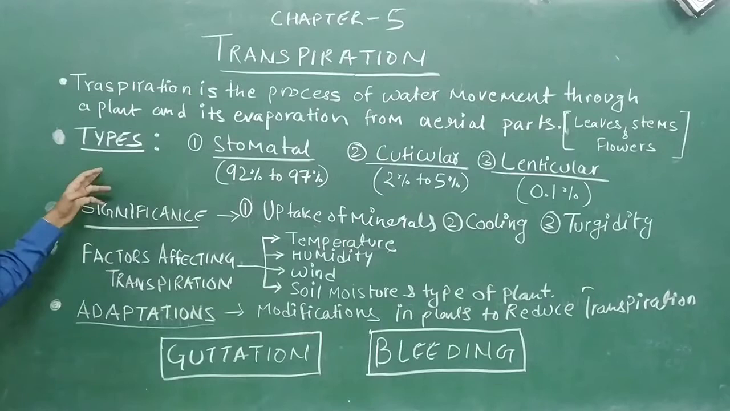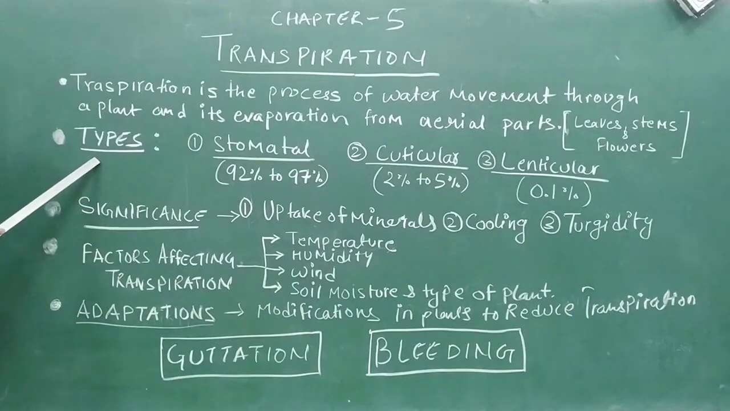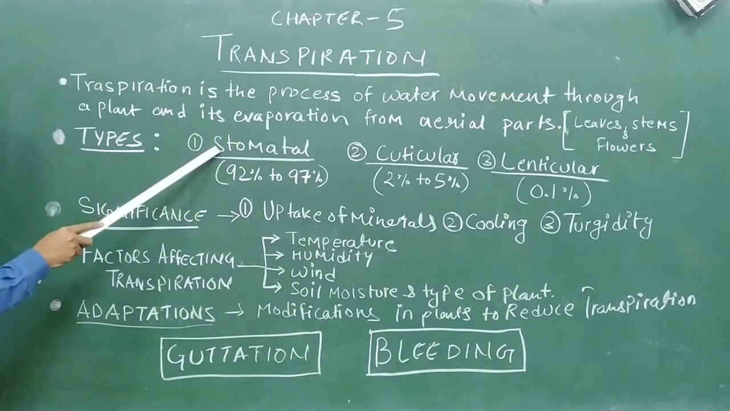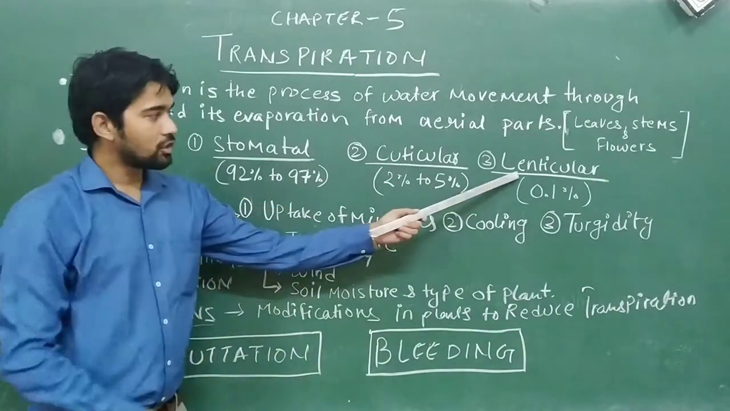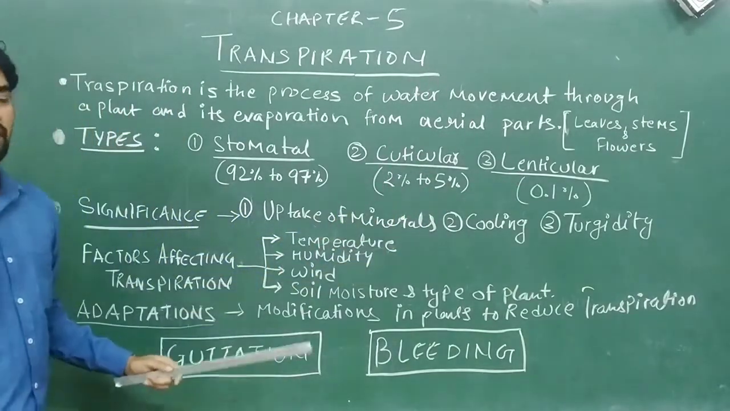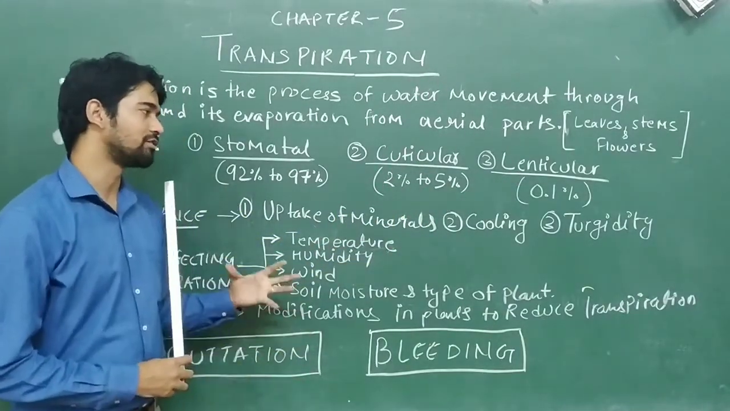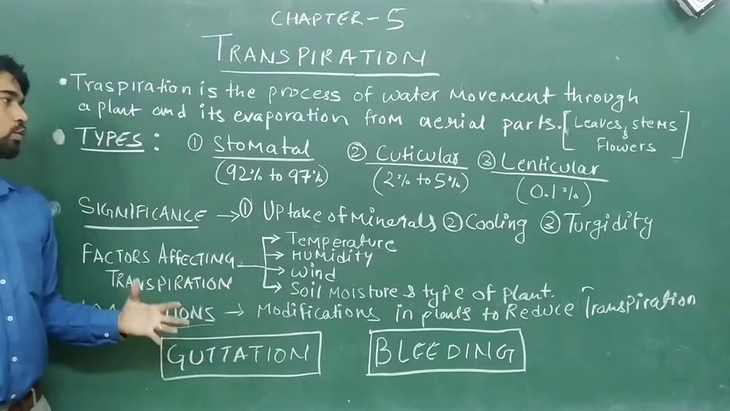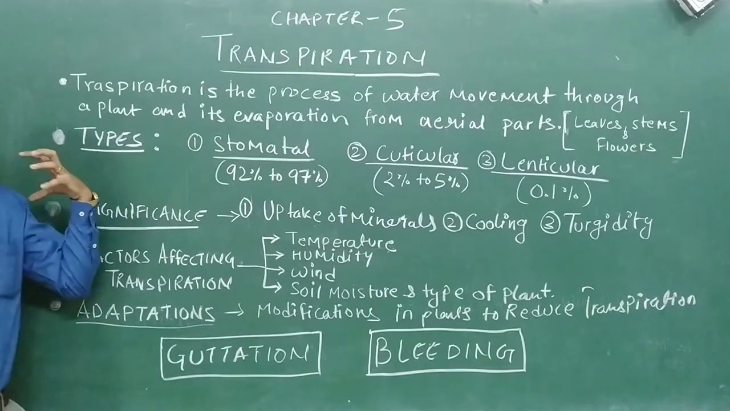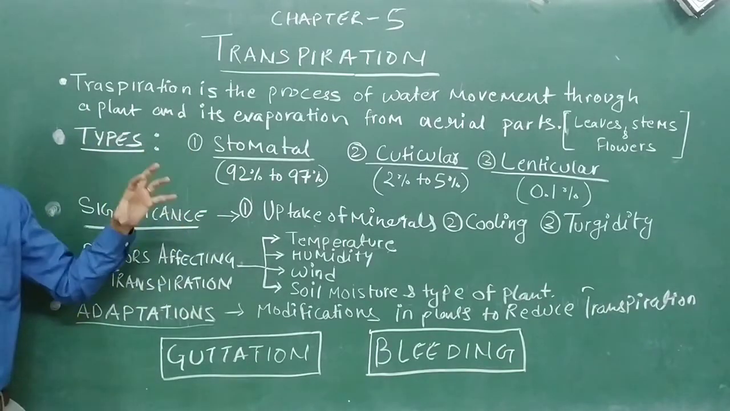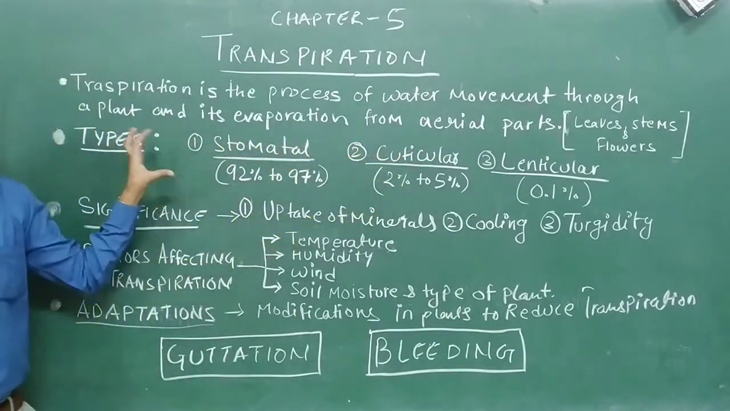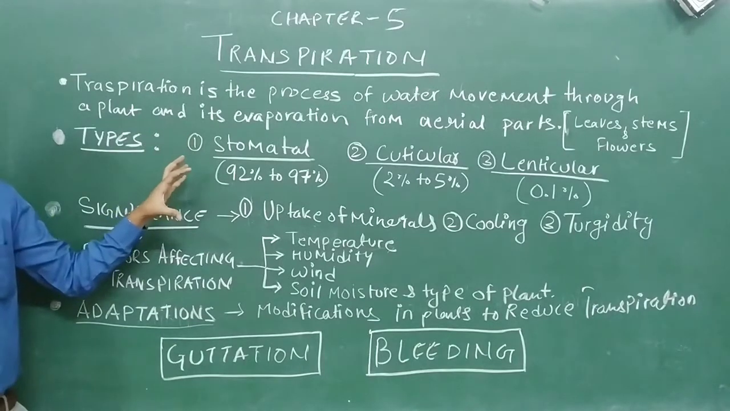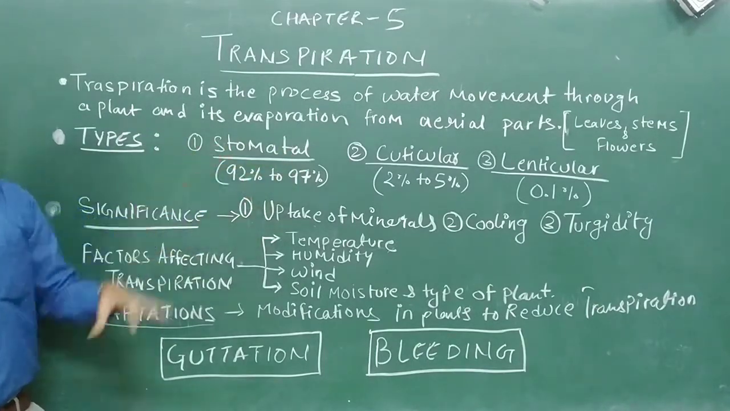So transpiration is of three different types. Those three types are stomatal transpiration, cuticle transpiration, lenticular transpiration. These are the three basic types of transpiration. So when we learn about how a plant or a tree is losing water, then these three types are the important topics that we need to know. These are stomatal, cuticular and lenticular.